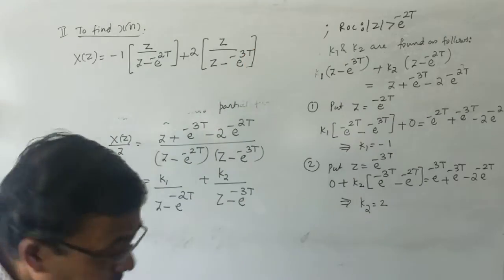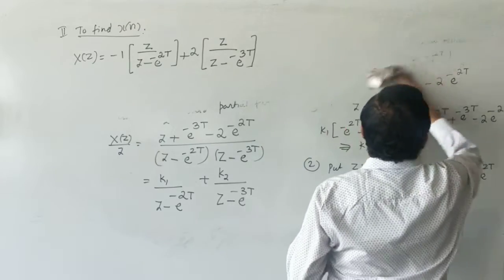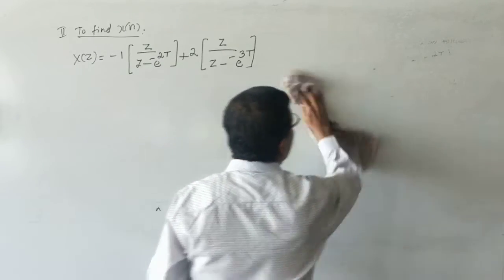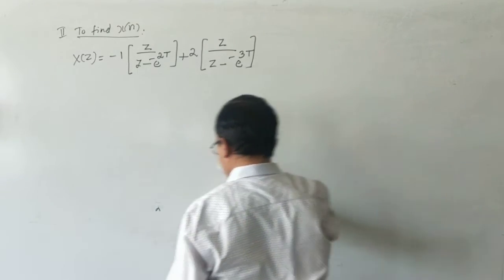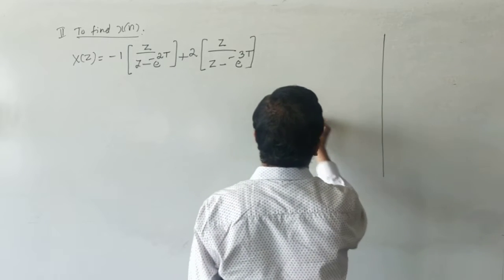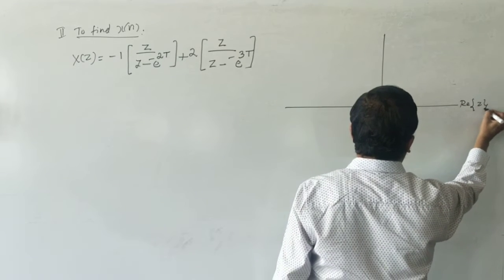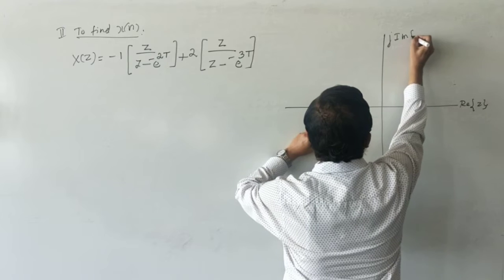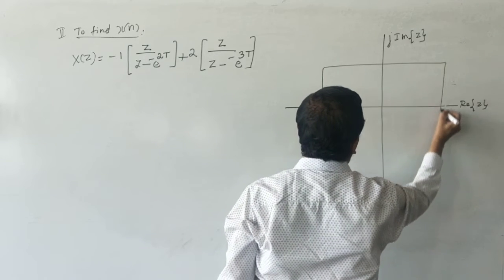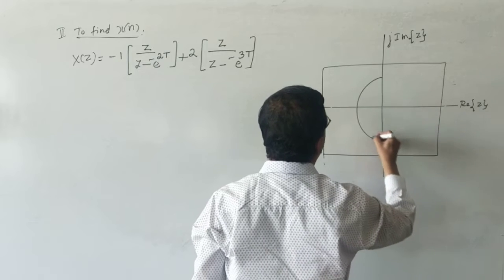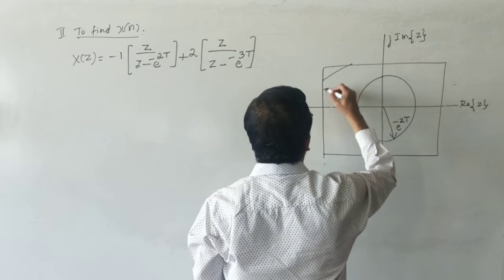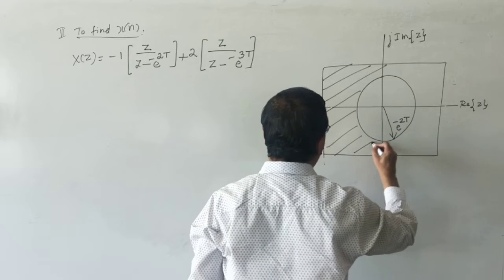I will draw the poles and the ROC, then check whether the poles are interior or exterior. The Z plane is a complex plane having a real axis, real z, and an imaginary axis, j times imaginary z. The entire Z plane is assumed to be inside this rectangle, which is of infinite dimension. I'll draw a circle whose radius is e^(-2T). ROC is the region exterior to this circle. What I am hatching is the ROC.